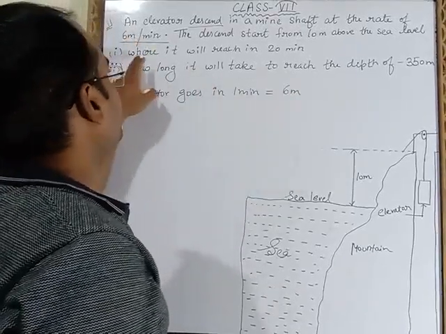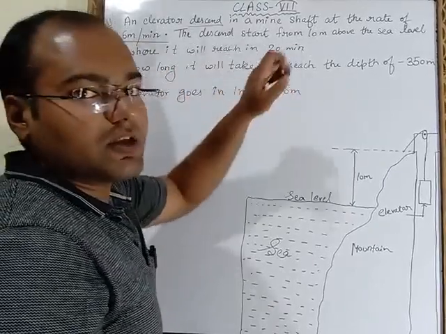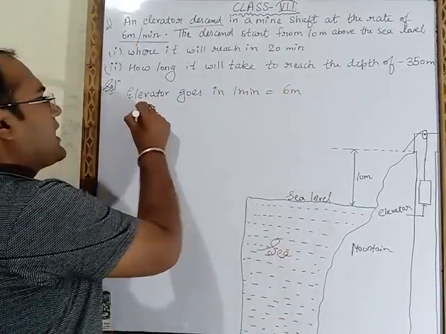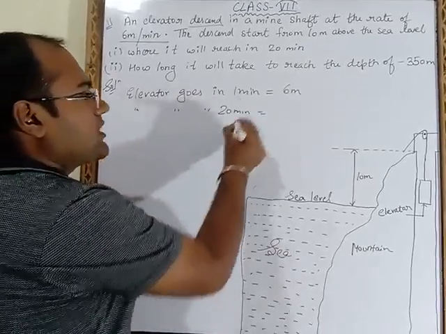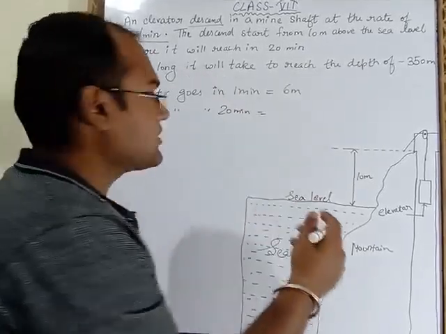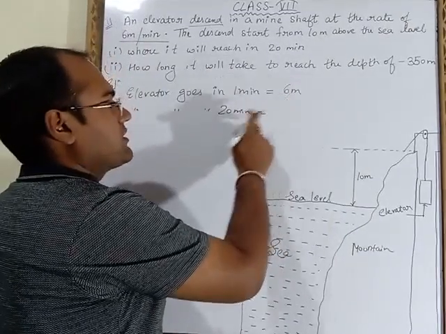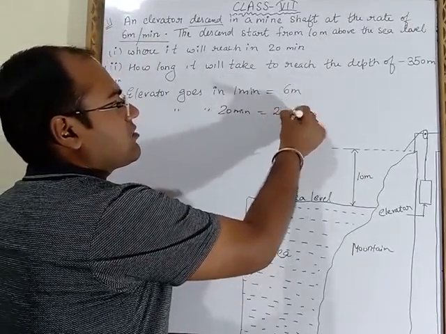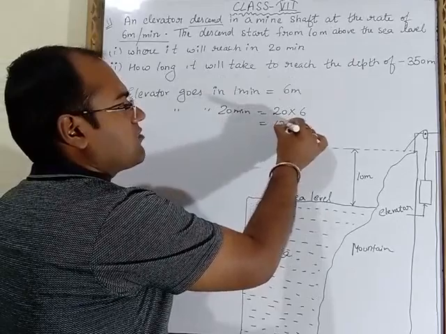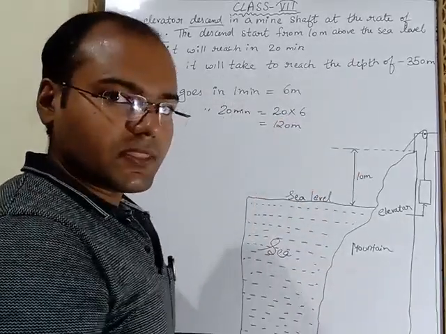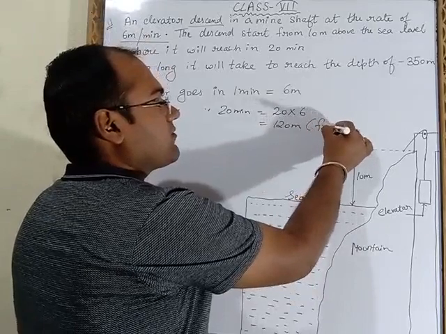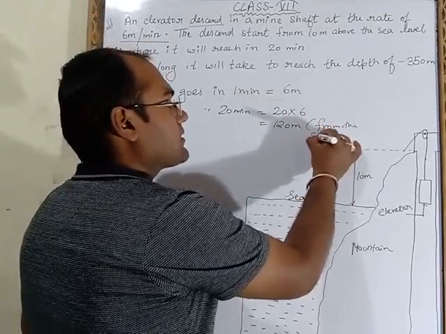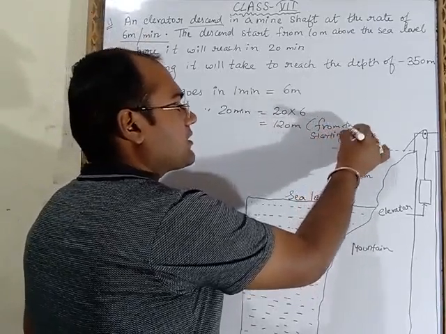The first part he is asking is where it will reach in 20 minutes. So we have to find where the elevator goes in 20 minutes. In 1 minute it will go 6 meter. Then in 20 minutes it will go 20 into 6, that means 120 meter it will go. From where will it go 120 meter? From the starting point.